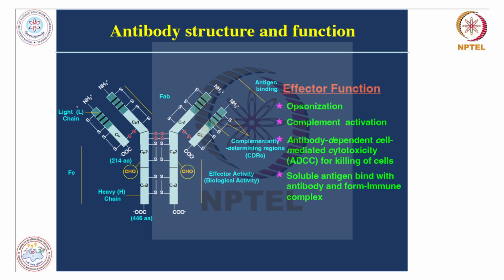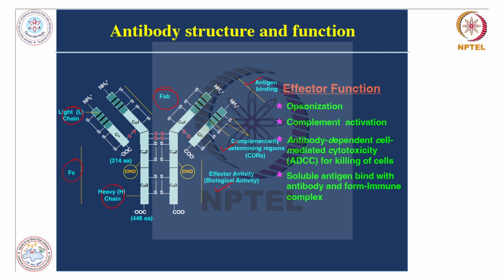Here we can see that it has two light chains and two heavy chains. The upper portion is the Fab, the fragment of antigen binding, and the lower portion is the Fc region, the fragment of crystallization, which has the effector or biological activity. The Fab region, or antigen binding region, has the CDRs, the complementarity determining regions, which are responsible for determining the type of antigen it will bind to.